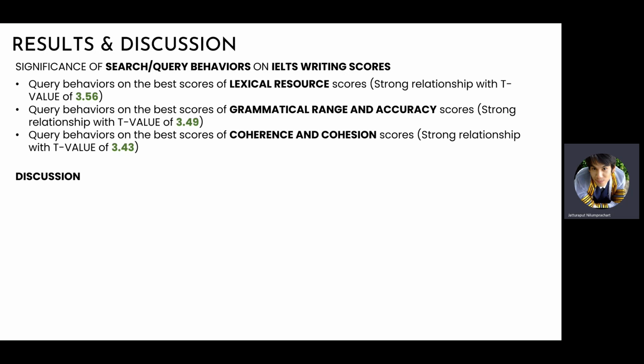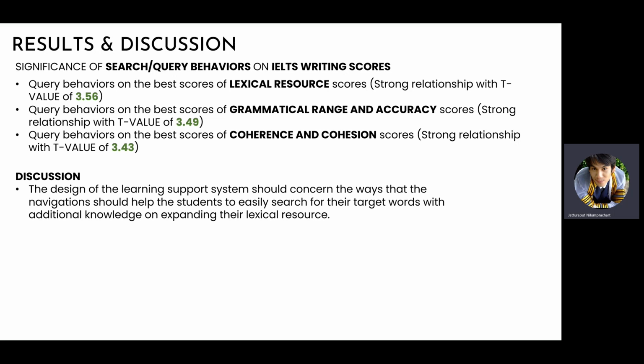Okay. And what about what we found here: lexical resource, grammatical range, and coherence and cohesion, based on the X factor of query behavior of the corpus? Okay, the first one is that the design of the learning support system should concern the way they search. It means the navigation. So it's not about the corpus building quality. It's not about the annotation, but about how we navigate them to use the search term, to use the search word, and to open the menu in the corpus one by one or step by step, just to make them learn well about lexical resources and collocation.